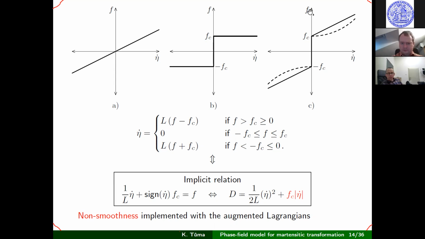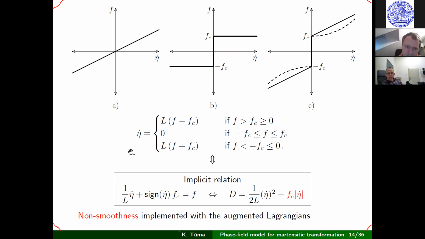So this is something we did in 2016 when I was in Poland. We implemented this model in a finite element code. And this implementation is quite difficult due to this non-differentiability in this corner.